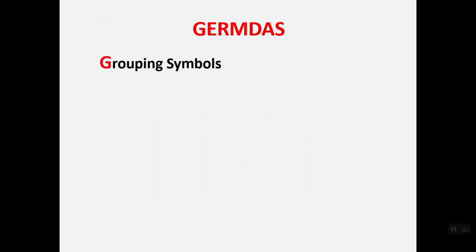The G stands for grouping symbols. You need to do what's inside the grouping symbols first. Grouping symbols include parentheses, brackets, absolute value bars, and big fraction bars that have expressions in the numerator and in the denominator. So go ahead and write down those grouping symbols as well.